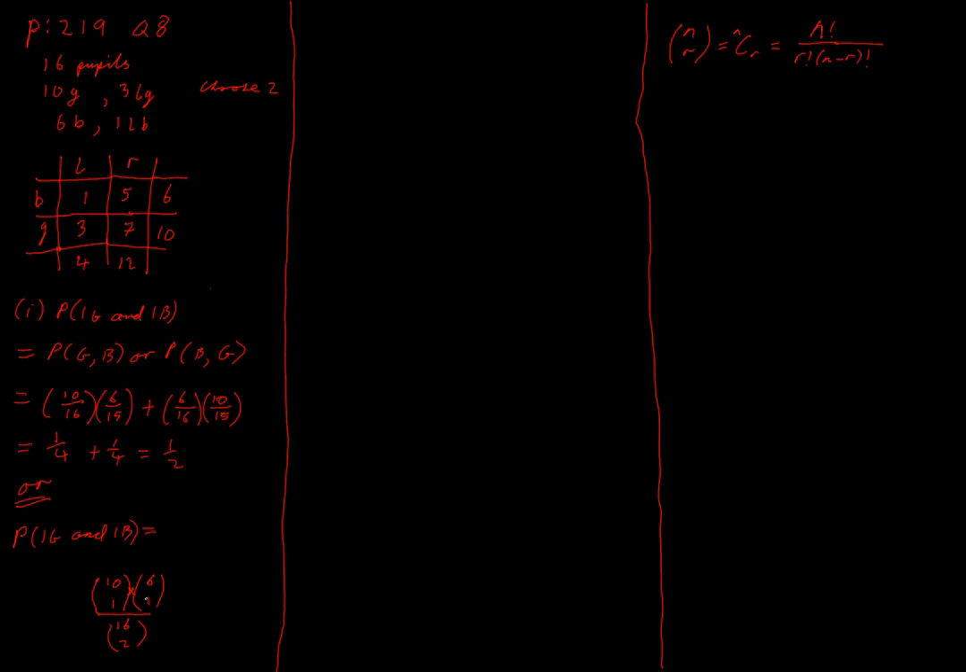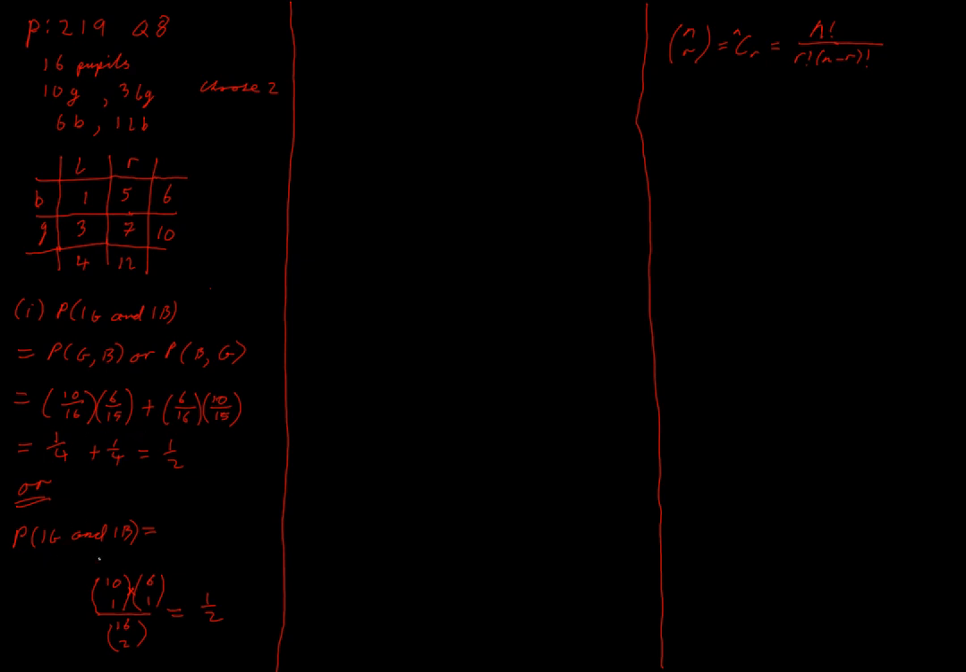That's how we can pick one girl and one boy, divided by the total number of ways that we could pick 2 people from a group of 16. And when we put that in our calculator, we'll find we also get a half. So these are logically equivalent to each other, though not at all obviously so.